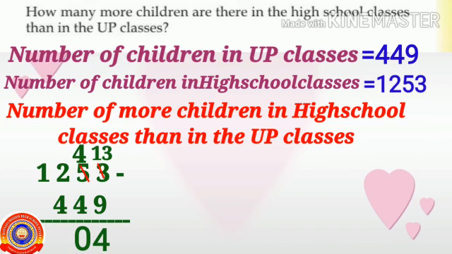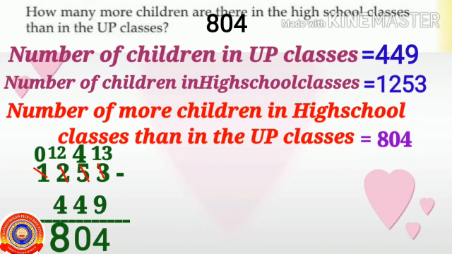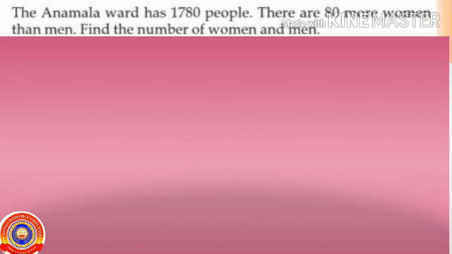Here, subtraction of 4 from 2 is not possible. So, borrow 1 from 1. 2 becomes 12 and 1 becomes 0. 12 minus 4, 8. 804. How many more children are there in the high school classes than in the UP classes? 804. Let's go to the next question.